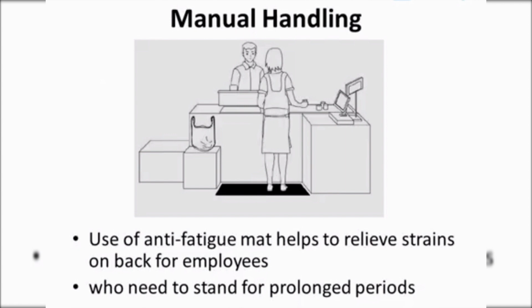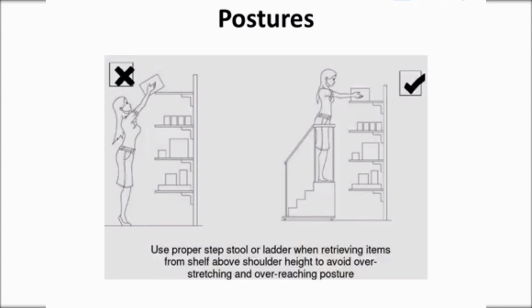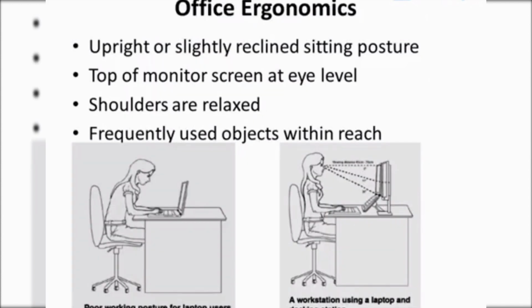Manual handling. Use of anti-fatigue mat helps to relieve strains on back for employees who need to stand for prolonged periods. Postures. Office ergonomics: upright or slightly reclined sitting posture. Top of monitor screen at eye level. Shoulders are relaxed. Frequently used objects within reach.